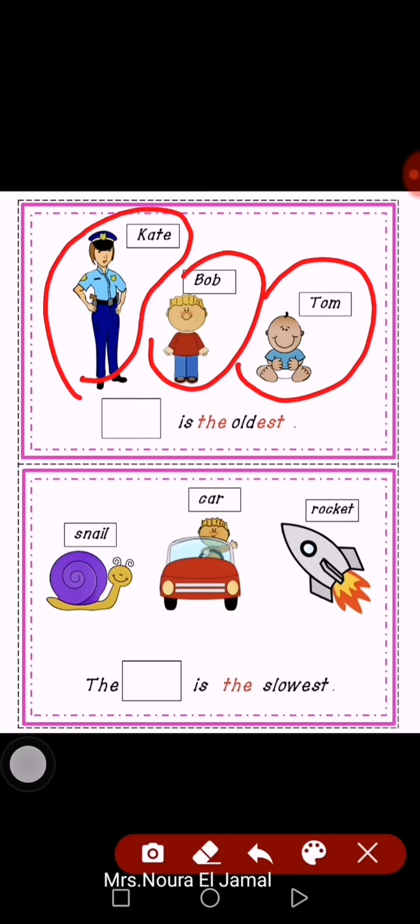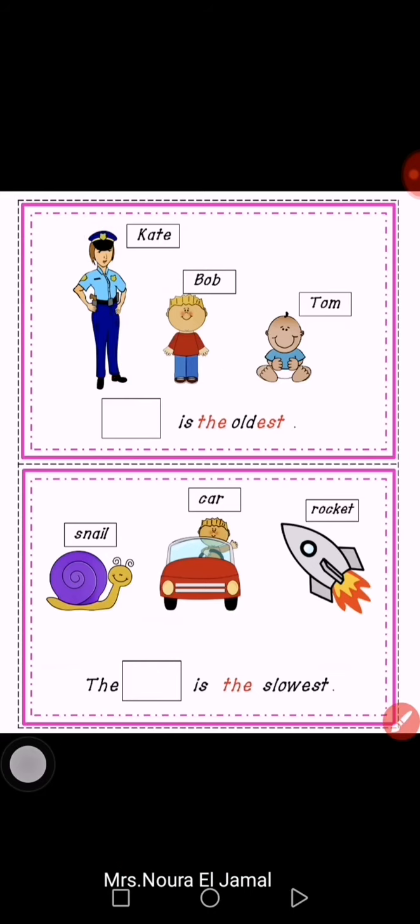So if I want to compare between Kate and Bob, I use the comparative. If I want to compare between Bob and Tom, I use the comparative also. But if I want to compare between Kate and the others, they will be more than 2. That's why I use the superlative adjectives. So here we will write Kate in the box.